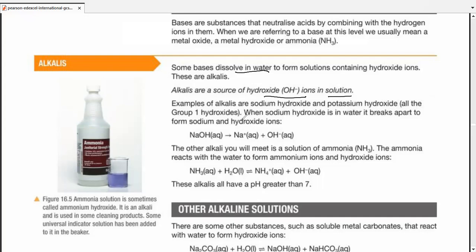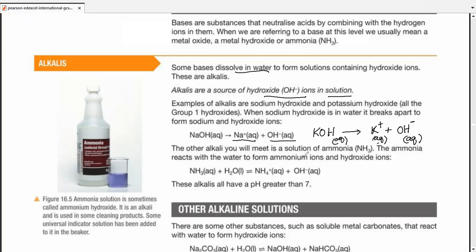All of the group 1 hydroxides are good examples of alkalis. They're easily soluble in water and they dissociate to give a positive ion, but the negative ion is bound to be the hydroxide ion. For example, this one. Or with potassium hydroxide, of course, that is also going to give you a positive ion, but the negative ion would be the hydroxide ion. You can easily put the state symbol of aqueous against all of these because they are only converted into ions when they are dissolved into water.